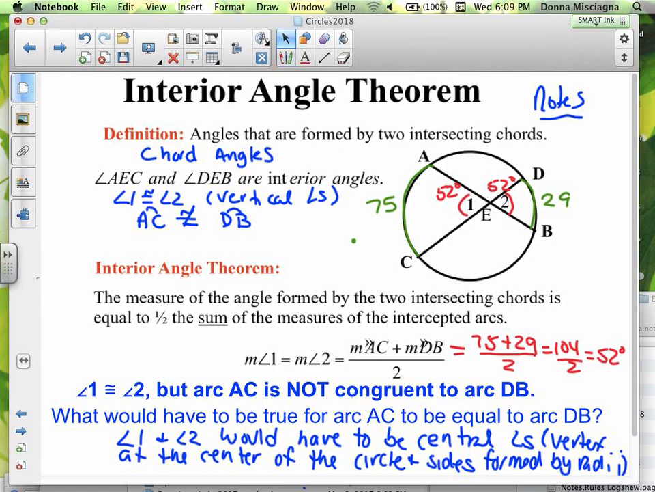So here, to find the measures of our angles inside the circle formed by chords, we're going to take the average of the two intercepted arcs. And by the way, this was in your notes because you see it has notes there. And it'll take so long to change the page, you can probably fill in the notes while we're waiting.